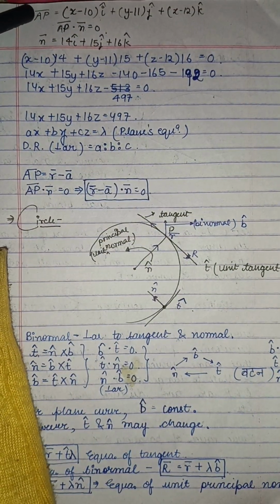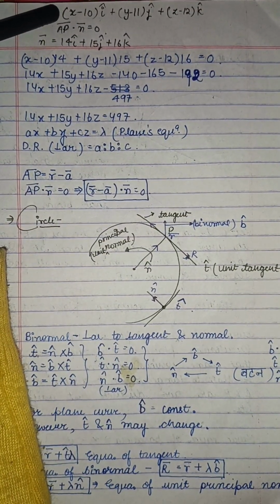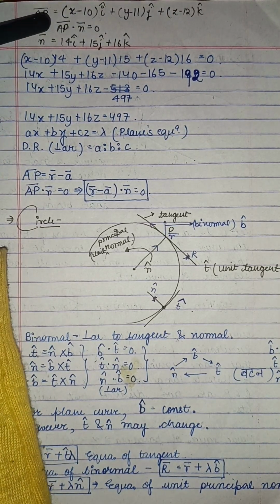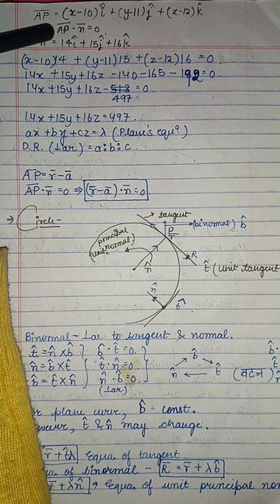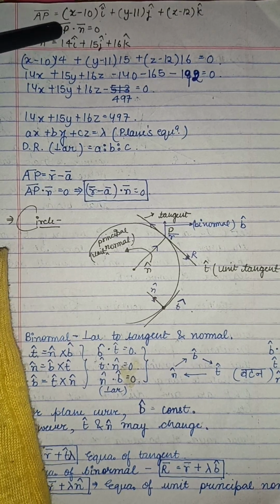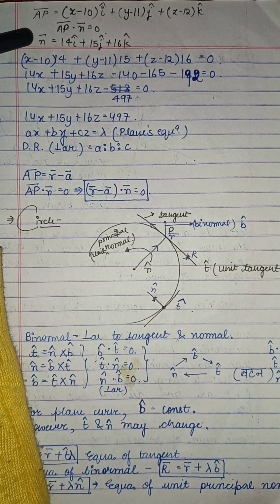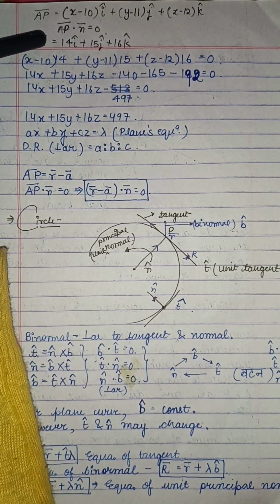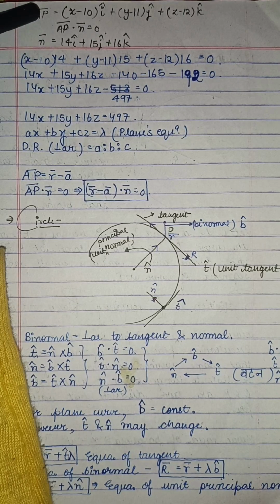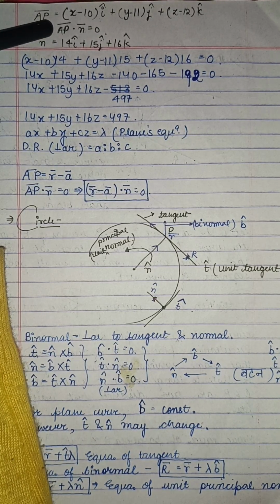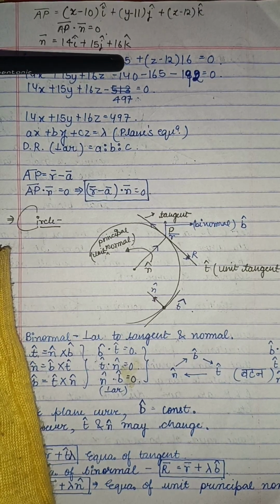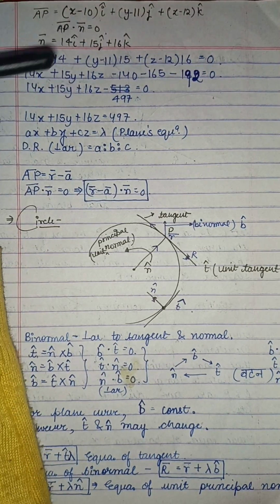So previously we have discussed the equation of AP vector, that is equal to (x - 10) i cap plus (y - 11) j cap plus (z - 12) k cap, and we have also discussed that the dot product of AP vector and n vector will be equal to 0 since these two vectors are perpendicular to each other. And since we know that the coordinates of n vector are 14, 15 and 16, n vector can be written as 14 i cap plus 15 j cap plus 16 k cap. Now we will put the values of AP vector and n vector in this equation and simply solve it. So we will get (x - 10) into 14 plus (y - 11) into 15 plus (z - 12) into 16 will be equal to 0.